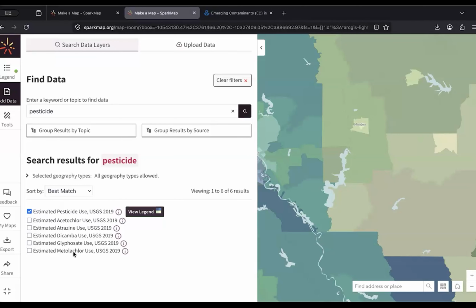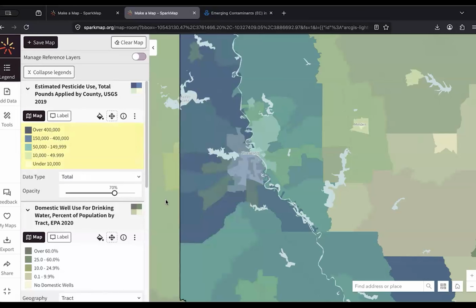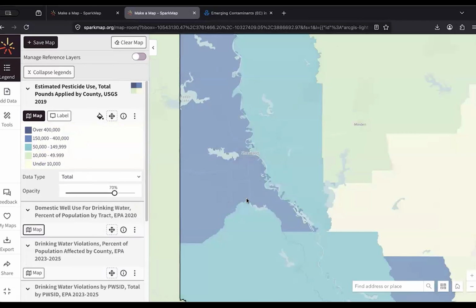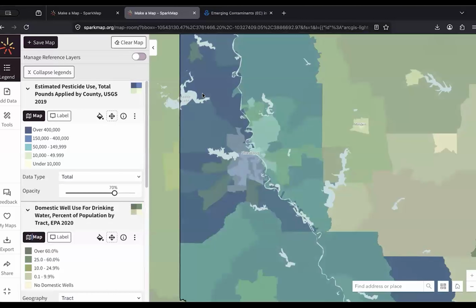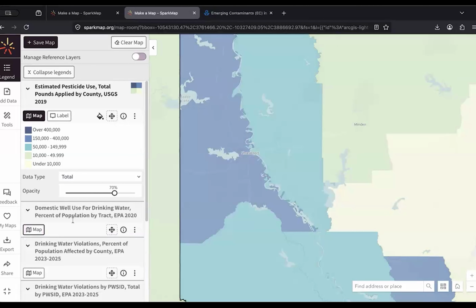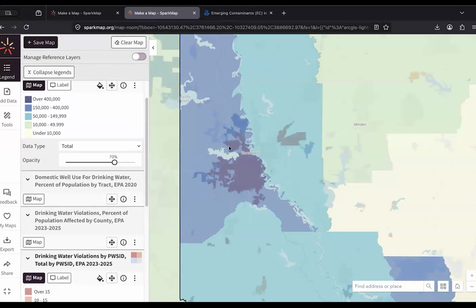Depending on what you want to focus on, you might want to use the non-general one and a more specific one. But what we can see here is that we've got this area where we have lots of pesticide use, in this blue area, and that does in fact overlap with a lot of our wells. So that's a good reason for doing some testing among domestic wells. It also overlaps with some of those drinking water violation areas as well. So pesticide use is one contaminant that you can look at.